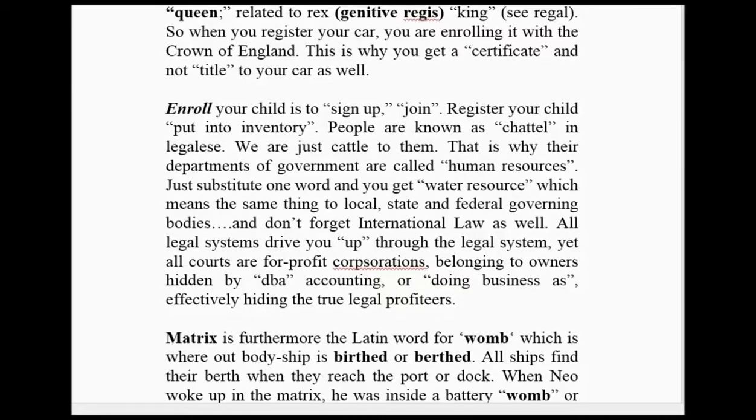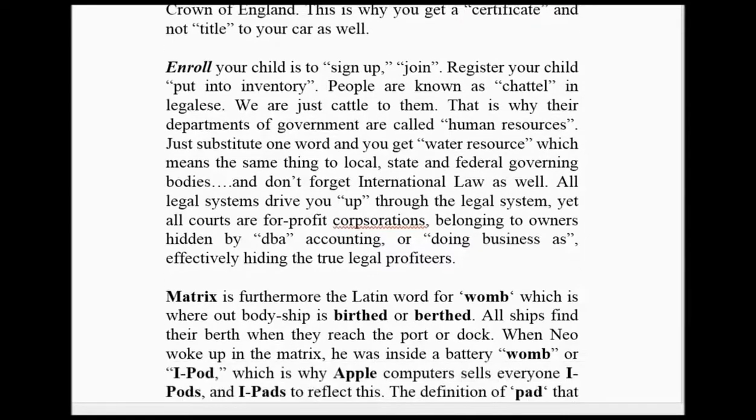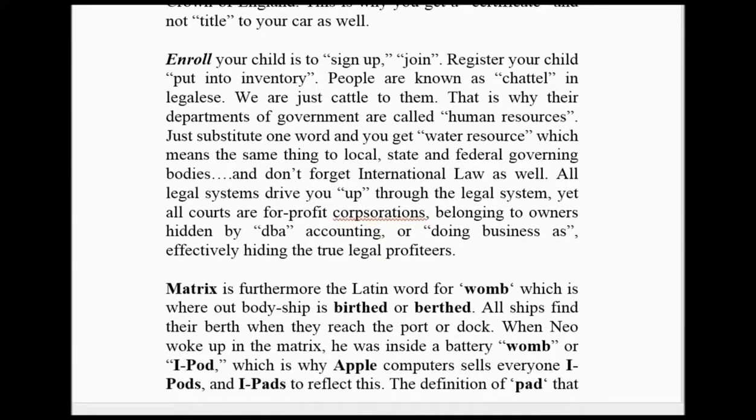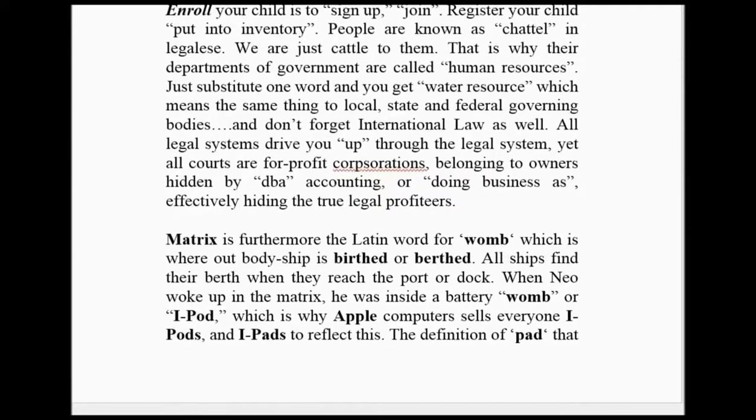When you enroll, you register your child. You put it into inventory. Did you know that? People are known as chattel in legalese. We call our animals cattle. They call us chattel. Again, this is why we're called human resources. And just substitute the word water for humans, and we're water resources.